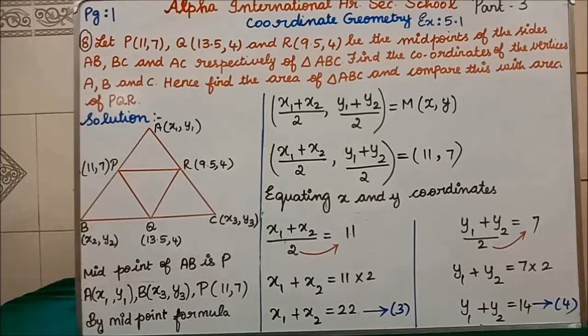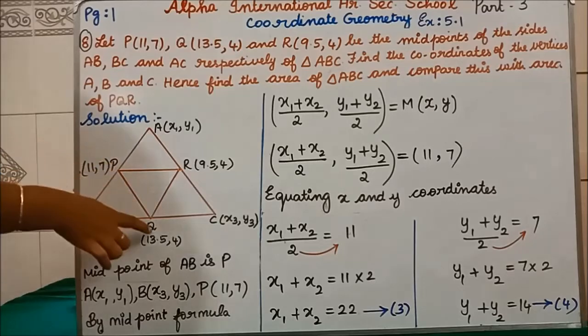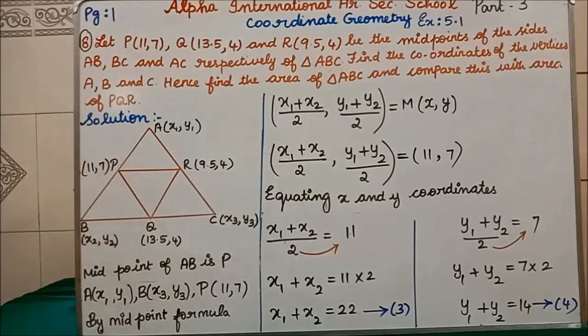Clear all of you? First we have to find the vertices A, B, C. Afterwards, using the area of triangle formula, we are going to find the area of triangle ABC. After that, we find the area of triangle PQR. Then we compare the bigger triangle with the inner triangle. That is all they are asking in the question. So students, this 8th problem is a very lengthy problem.